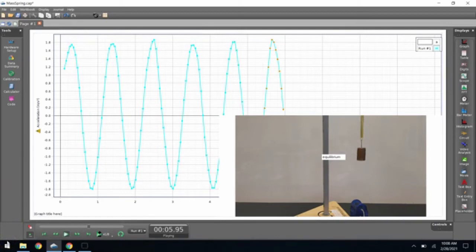When it's displaced below equilibrium, the acceleration is upward, like right now. When it's above equilibrium, the acceleration is always downward.